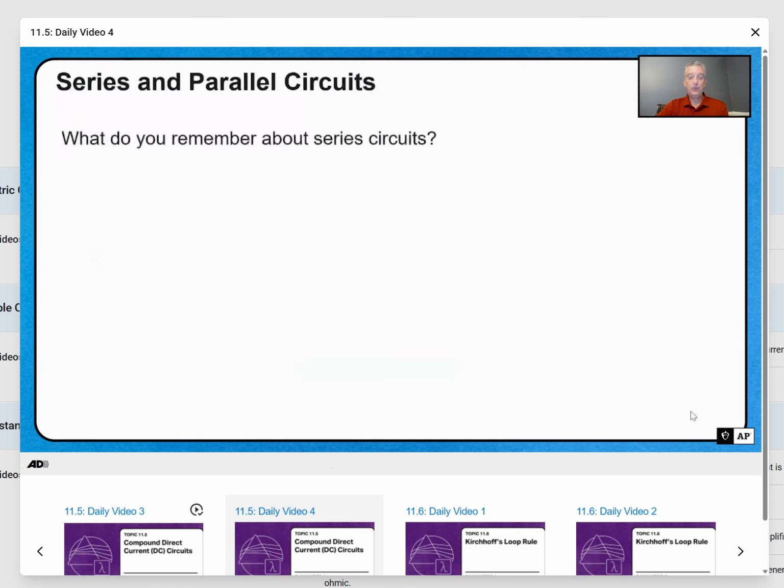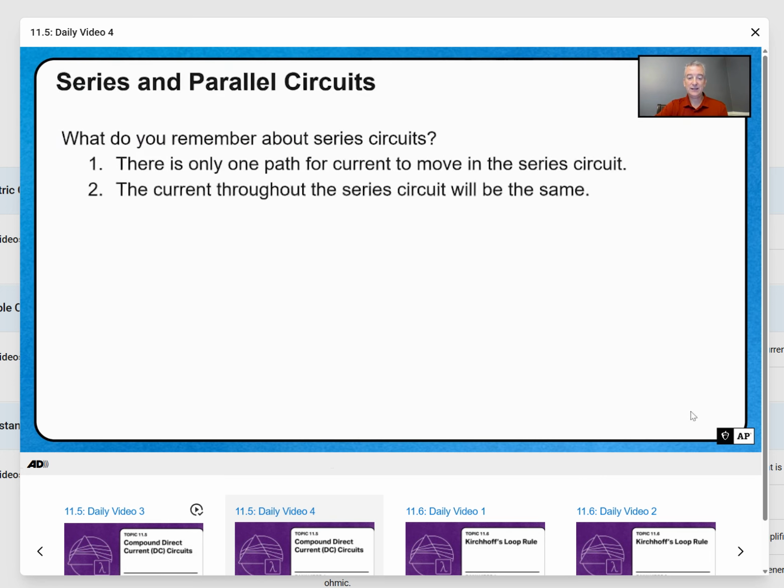Let's review. What do you remember about series circuits? Well, hopefully you remember that there is only one path for the current to move in a series circuit. Secondly, the current throughout the series circuit will always be the same. And also, as resistors are added in series, the equivalent resistance of the entire circuit will increase.